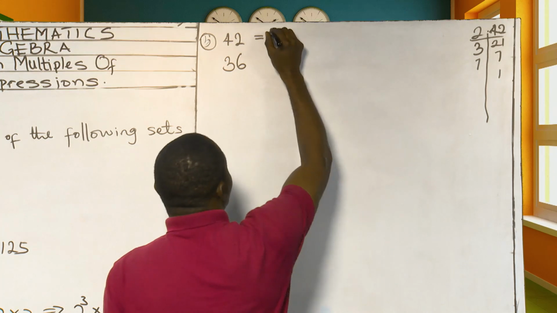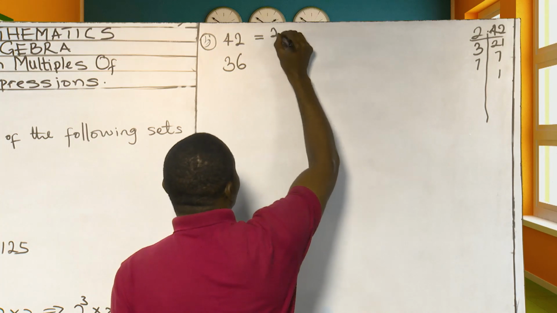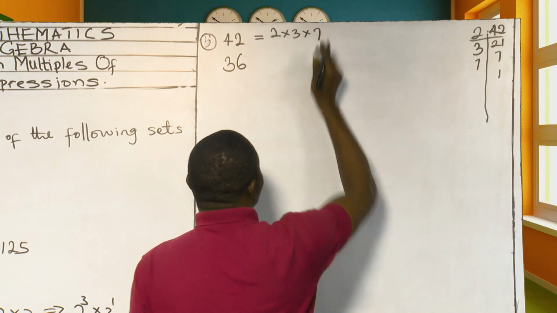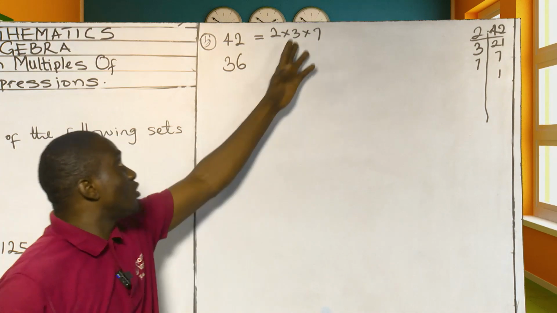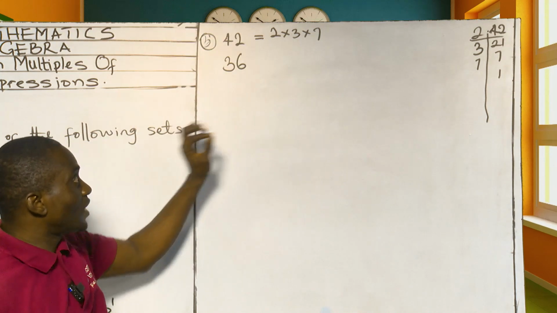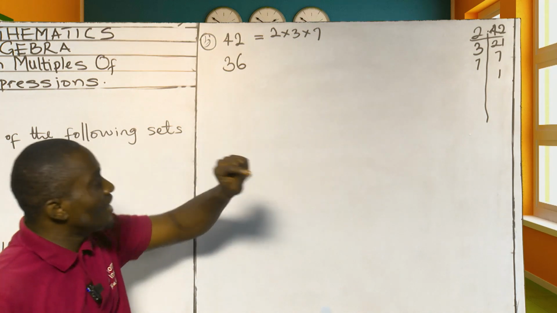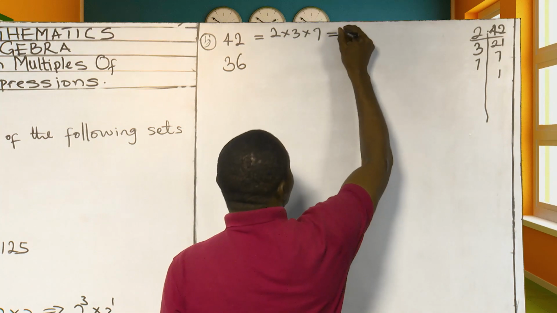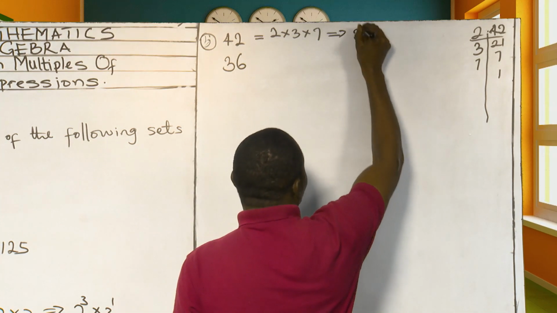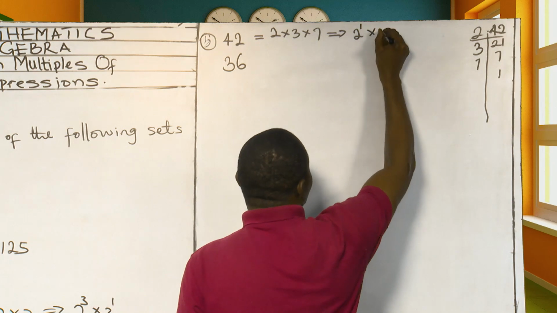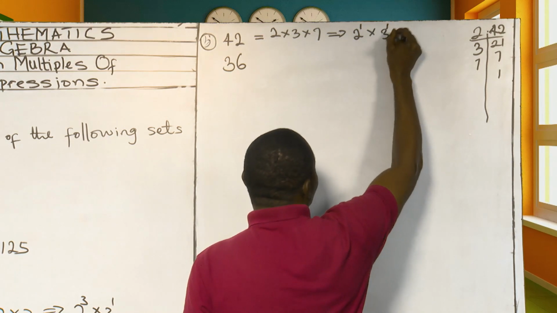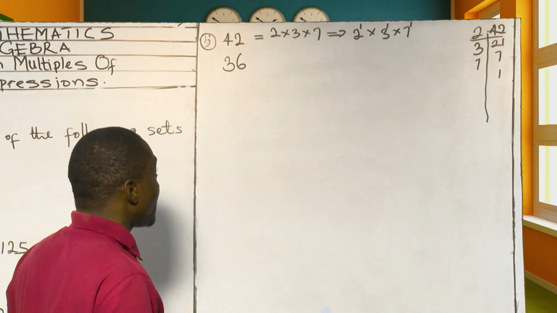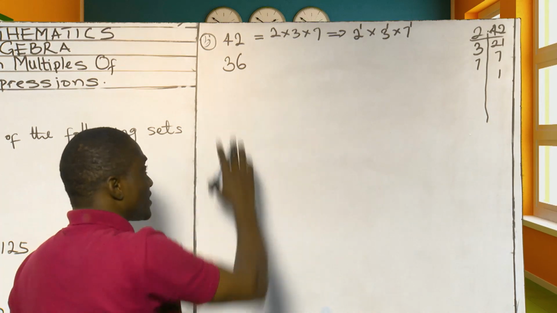Hence, the product of prime factors of 42 is 2 multiplied by 3 multiplied by 7. To express this in index form would be 2 raised to 1 multiplied by 3 raised to 1 multiplied by 7 raised to what? By 1. All right. Now 36.